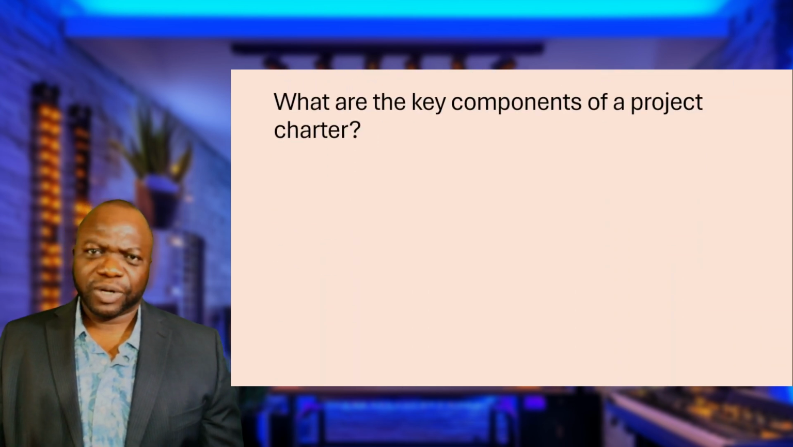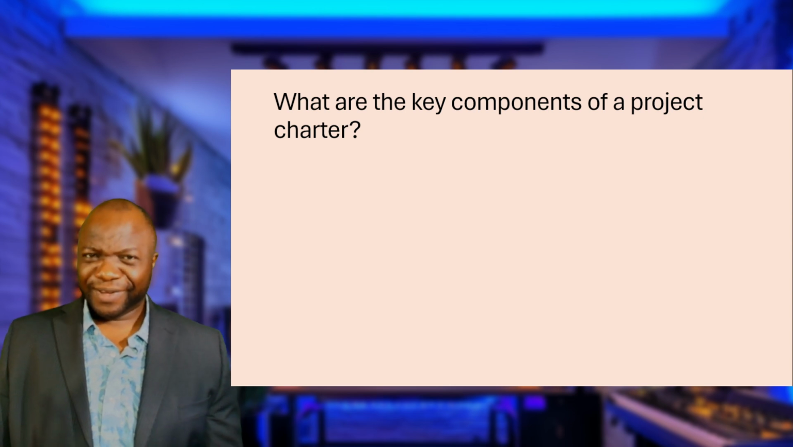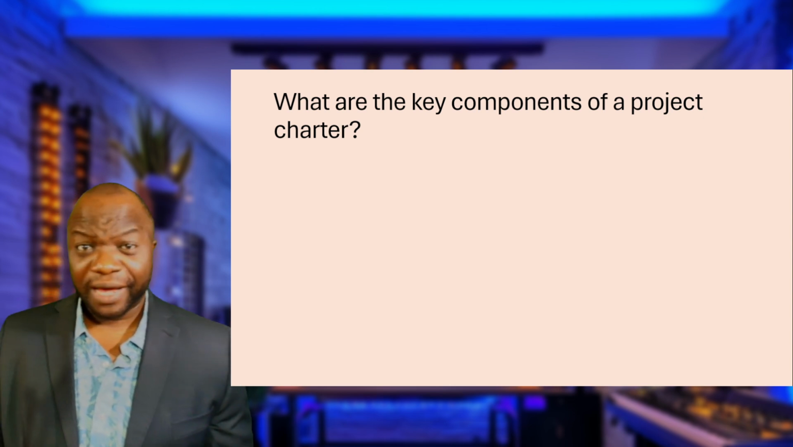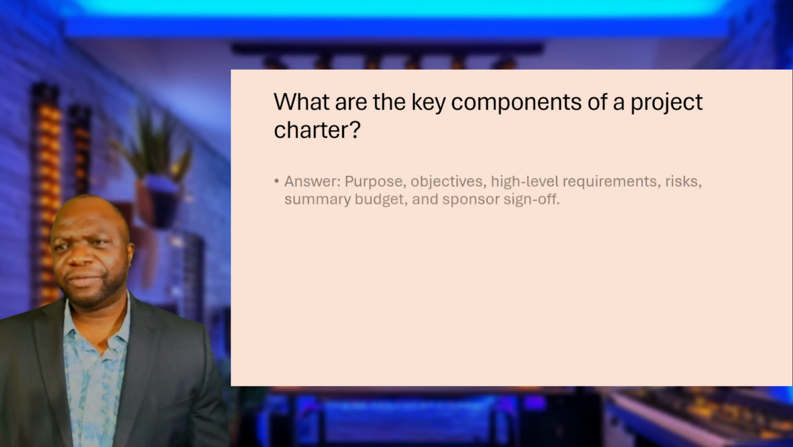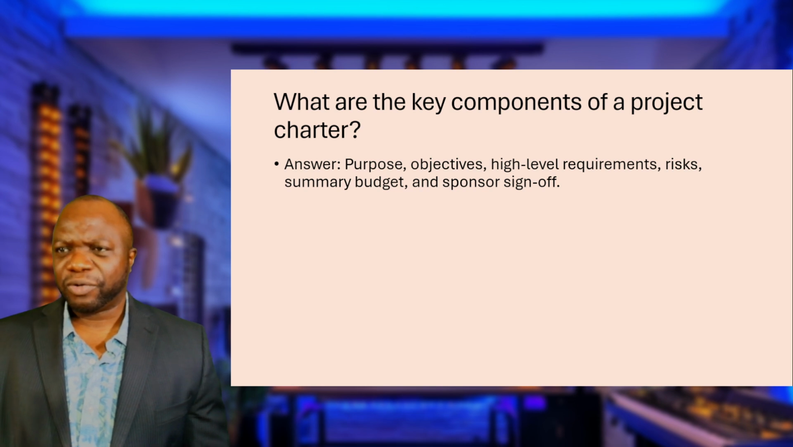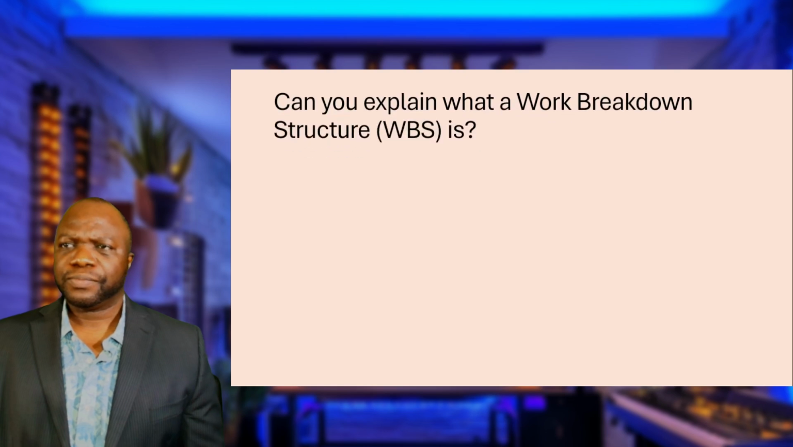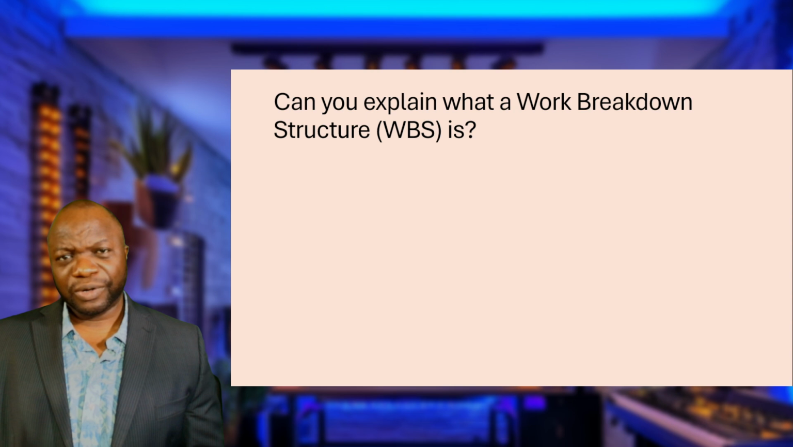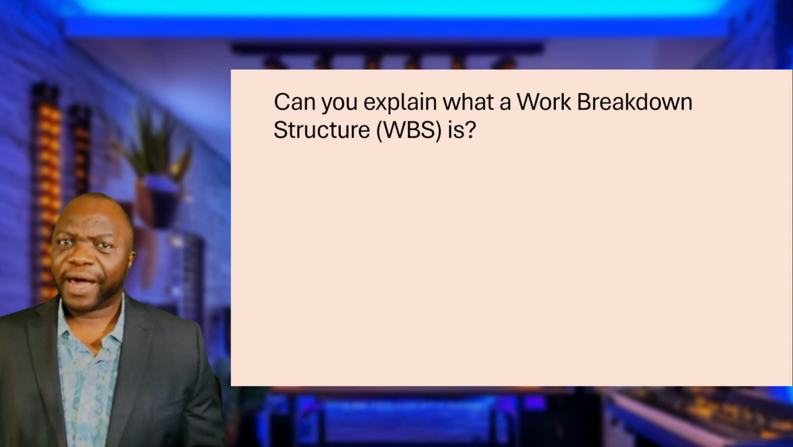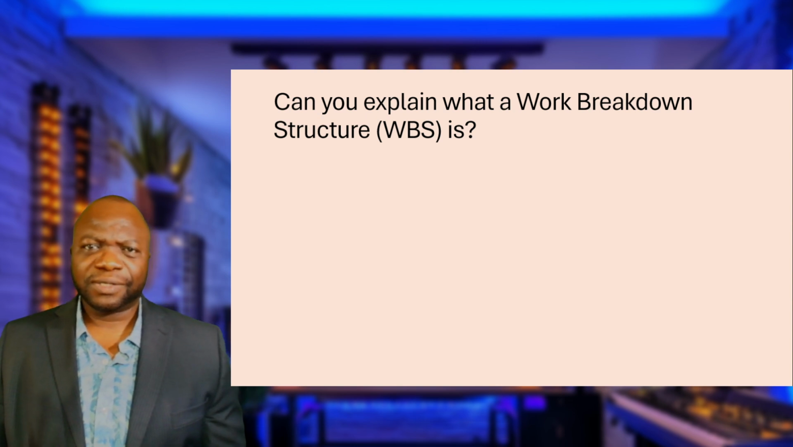What are the key components of a project charter? Here's the key. Remember, it is all high-level stuff. So it has high-level scope, high-level schedule, high-level cost, milestones, high-level risks, things like that. So at a high level, we can answer purpose, objectives, high-level requirements, high-level risks, summary budget, and sponsor sign-off. Can you explain what a work breakdown structure is? You could give it a very short description and say it's a graphical hierarchical breakdown of the project, showing how all the parts are interrelated.